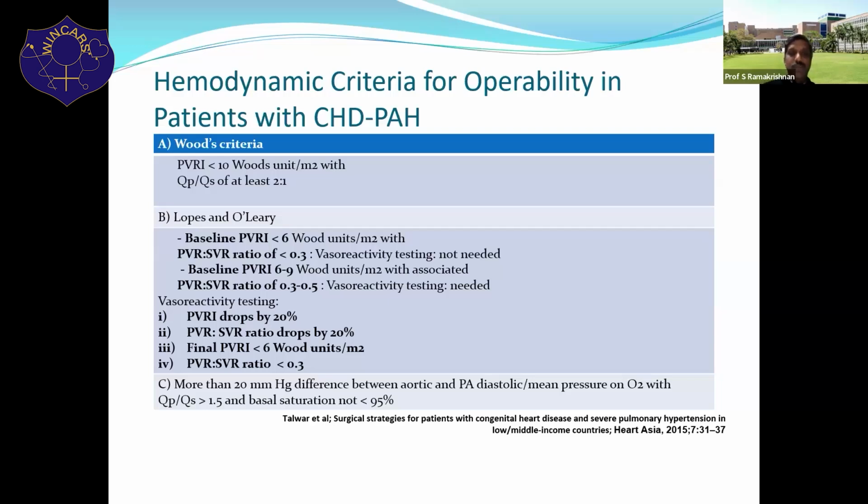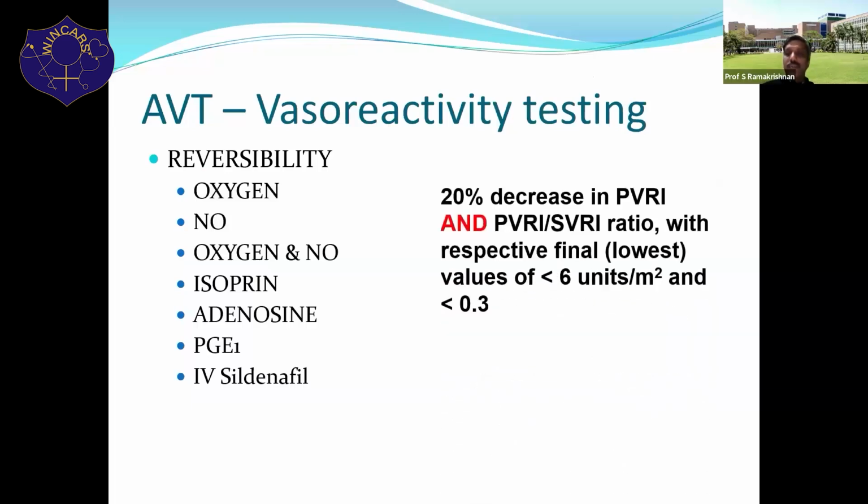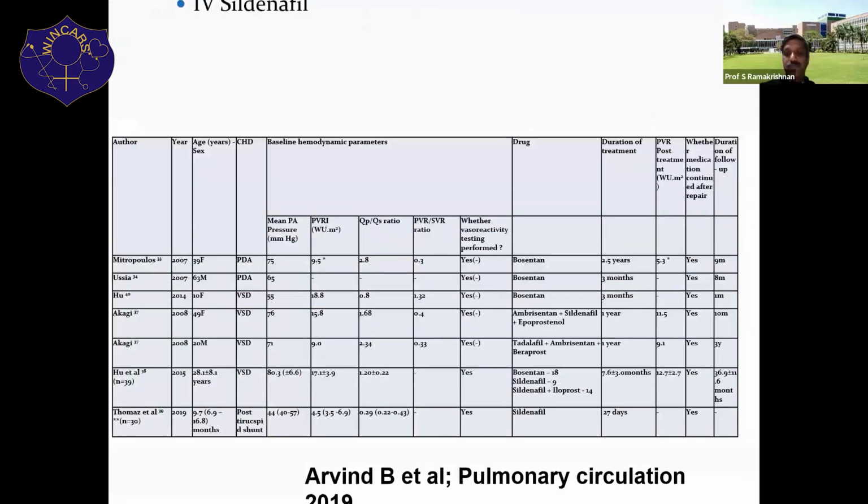A baseline PVR of 6 is okay with a PVR/SVR ratio of 0.3, but with a baseline PVR of 6 to 9 and a ratio of 0.3 to 0.5, vasoreactivity testing is needed. In vasoreactivity testing, the PVR and the PVR/SVR ratio should drop by 20%, with a final PVR of less than 6 or a PVR/SVR ratio of 0.3. That's what you are supposed to look at. Vasoreactivity testing has been done with oxygen, nitric oxide, a combination of both, isoprenaline, IV sildenafil, prostaglandins and adenosine; all those have been tried. So this is the definitive criteria: a 20% decrease in PVR and PVR/SVR ratio with final figures of less than 6 units and 0.3 ratio.